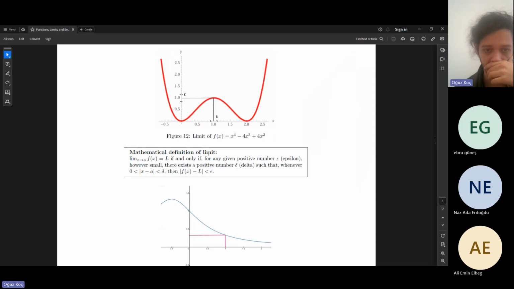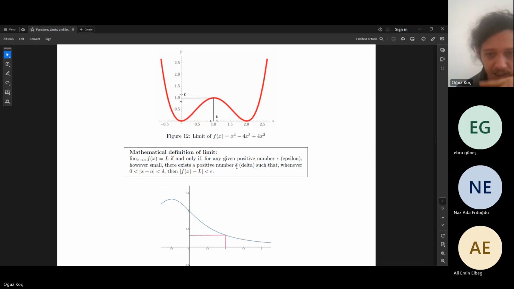Then its mathematical definition, the mathematical definition of limit is, and it's denoted like this: limit of f of x, x goes to a, equal to L, if and only if, for any given positive number, epsilon, we call it epsilon here. Sometimes I can forget the names of these Greek letters. However, for an arbitrarily small positive number epsilon, we can choose here to approach the limit, there exists a positive number delta.